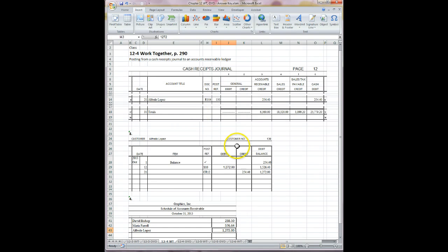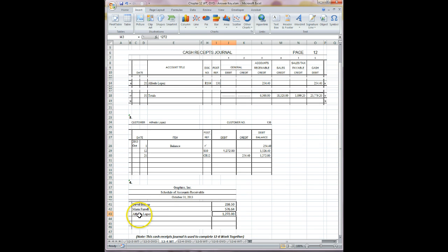Let me point something out too. If we look at this customer account number for Alfredo Lopez, it's 130, right? That 1 tells us it's a subsidiary ledger for accounts receivable, and that 30 tells us that he's probably the 3rd customer on our books, right? We could have like a 10, a 20, a 25, and a 30. He'd be the 4th in that case. But if you notice, 1, 2, 3, right? He's the 3rd customer in our books.